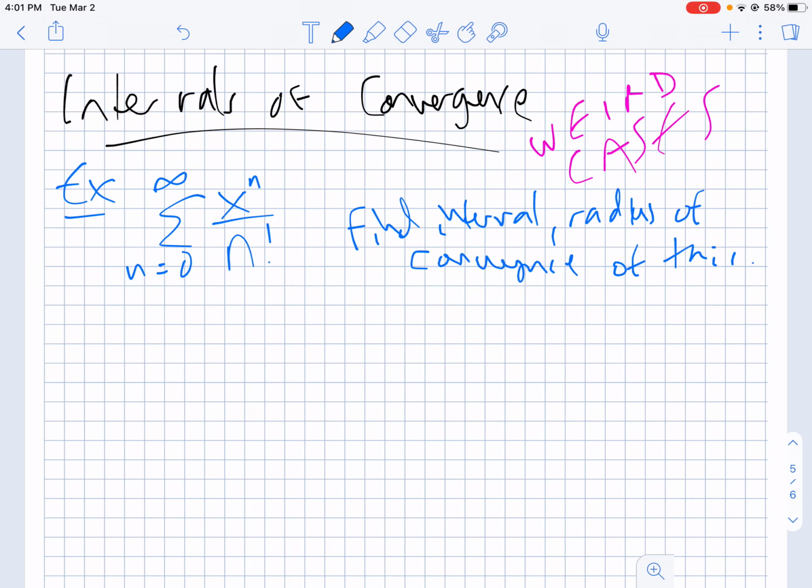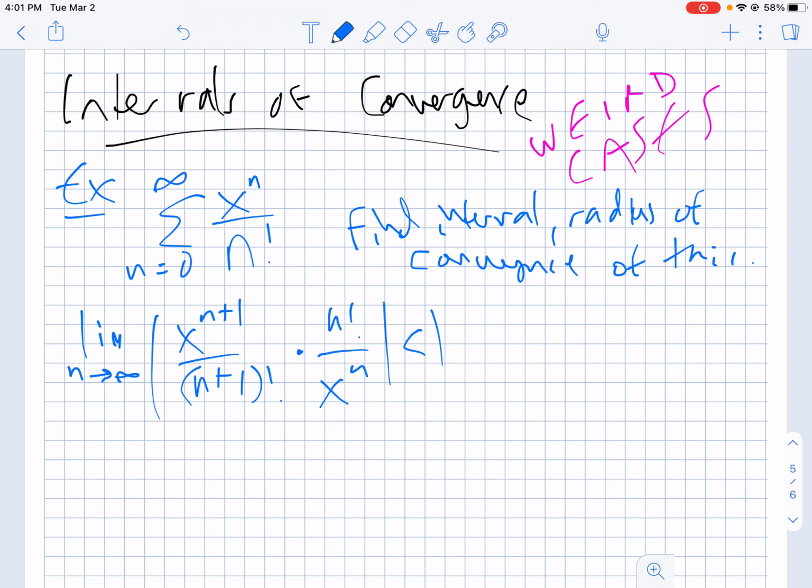Now, like usual, we're going to go ahead and set up the ratio test on this. So we'll set up our limit as n goes to infinity of x to the n plus 1 over n plus 1 factorial times n factorial divided by x to the n. And we want that to be less than 1 because we're trying to find an interval of convergence. So as usual, we want to put our like terms together. So we have x to the n plus 1 times n factorial over n plus 1 factorial.